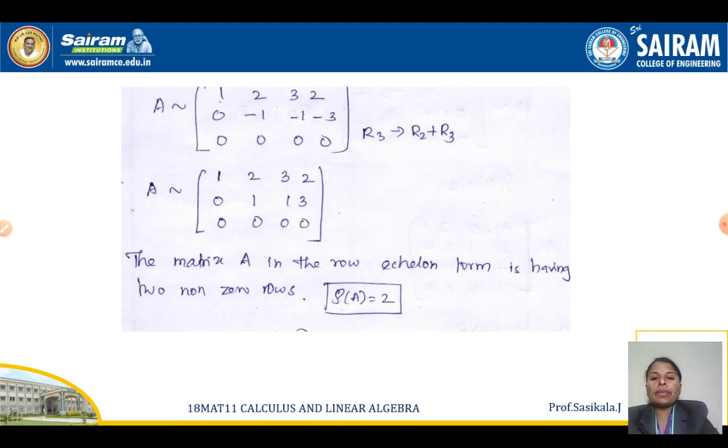So now see, we have reached it. What is that? Using the operation R3 implies R2 plus R3, I can get 0, 0, 0, 0. Got it? Now, this is your echelon form, isn't it? What are the two conditions you should take? All the zero rows must be below the non-zero rows. So, it is there below, isn't it? And all the non-zero rows, the first entry must be 1. Yeah, it is there. So, now, it is reached.